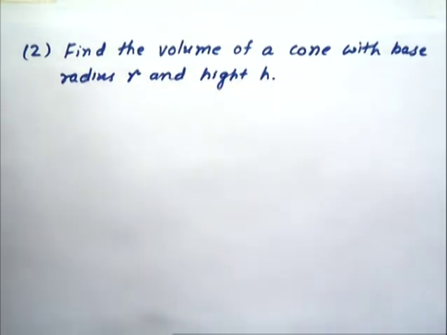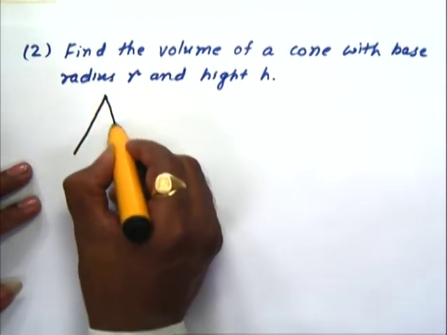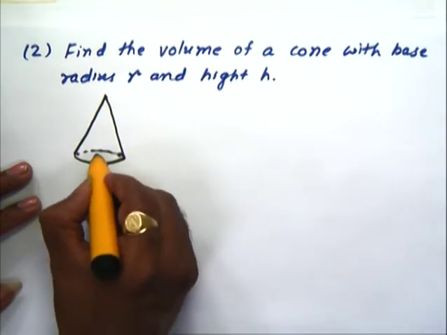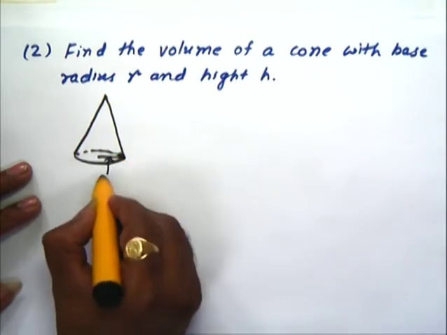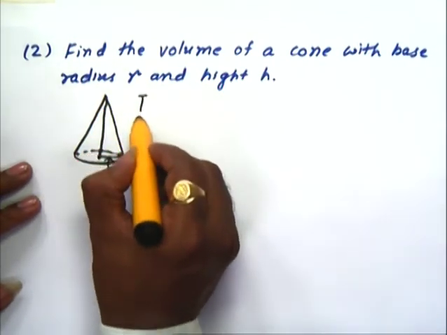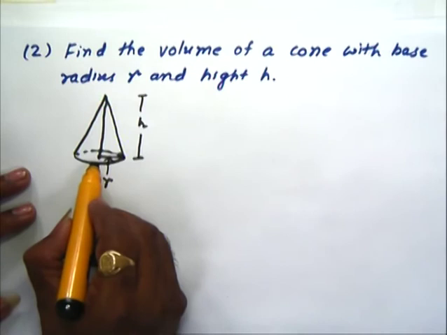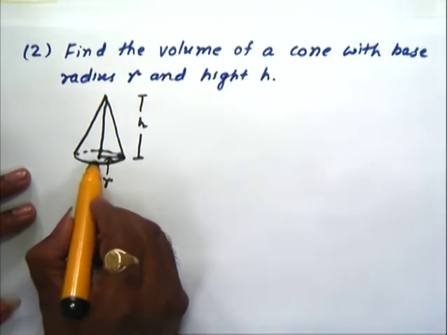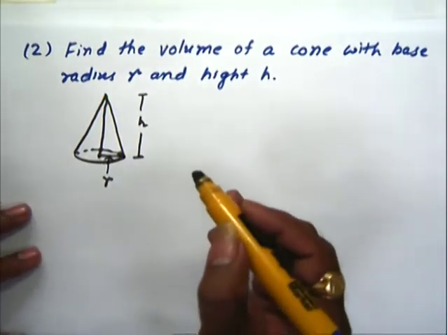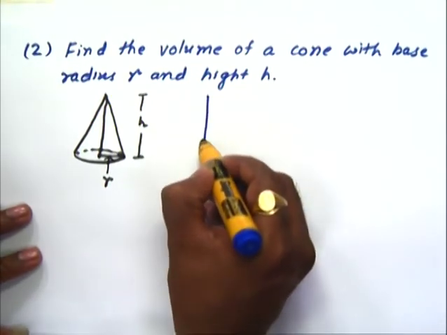Now let's understand this thing. This is a cone, this is base radius which is r, and this is height. This height is h. We want to find the volume of this. We all know that volume of this cone is 1/3 pi r square h, but we have to prove this. So we have to find a curve.